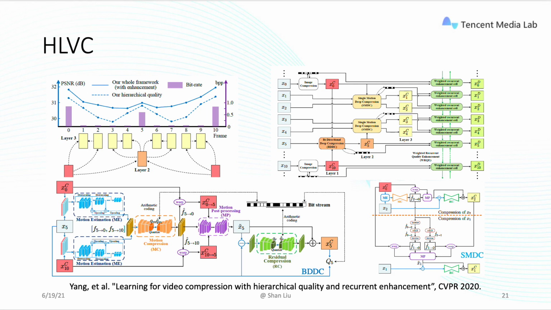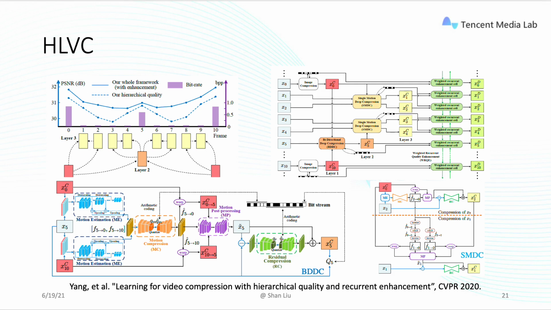The remaining frames belong to layer 3, the yellow frames in the figure, which are compressed with the lowest quality and contribute the least amount of bits. In the latest deep video compression approaches, such as the ones just introduced earlier, each frame requires at least one motion map for motion compensation.